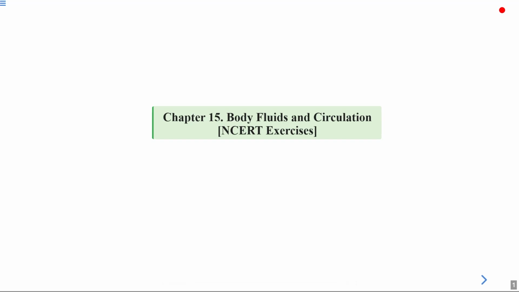Today we'll be discussing the NCERT exercises for the chapter Body Fluid and Circulation.